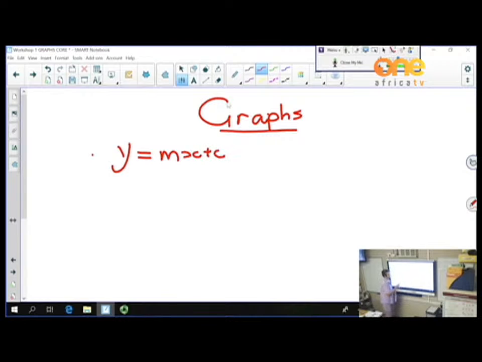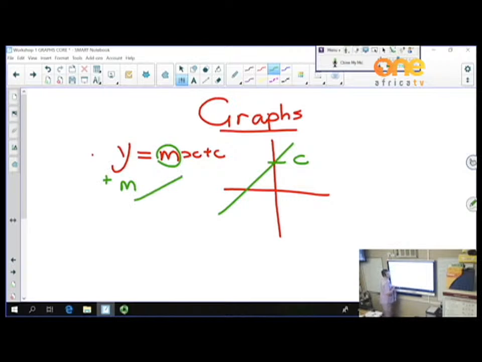And we need to understand what is the meaning here of the m and the c. So if I draw a graph, there's my straight line graph, then this is c. C is the y-intercept. That is where you cut the y-axis. M is your gradient. The gradient is the slope that we have. If it is a positive gradient, it looks like this. If it is a negative gradient, the slope looks like this. So that gives you the slope.